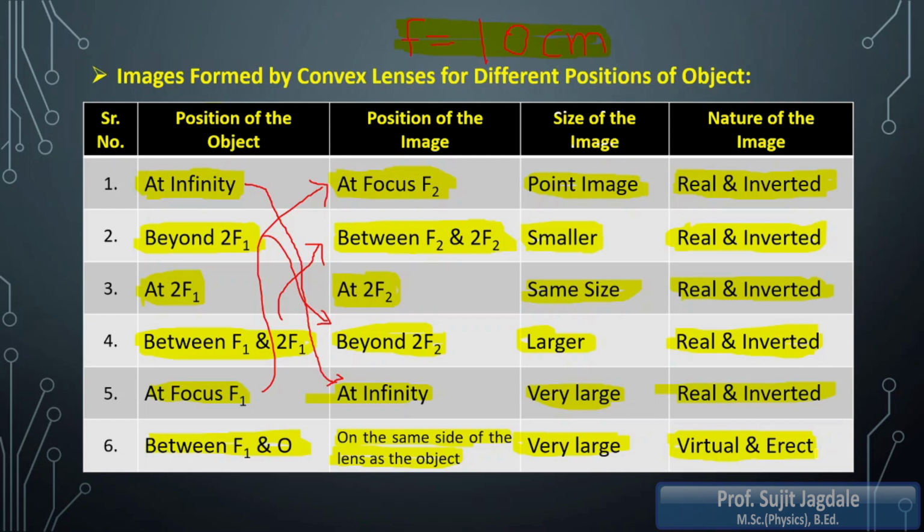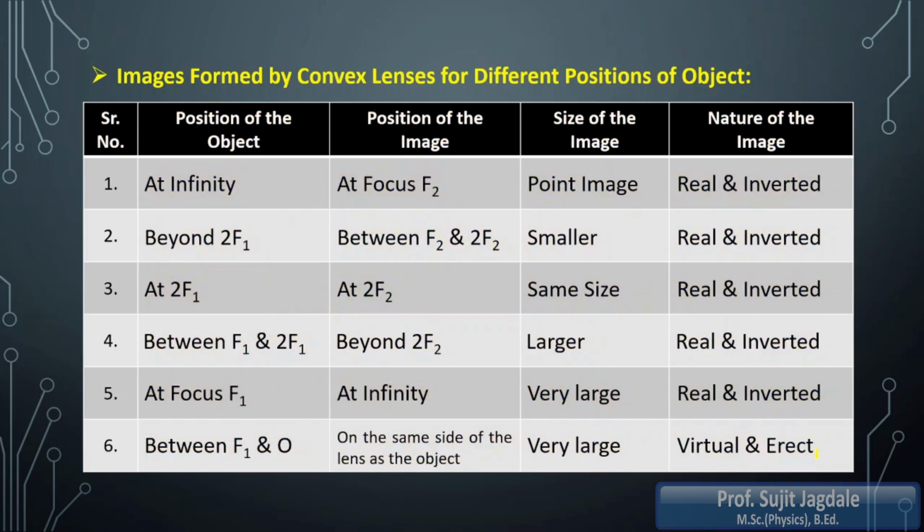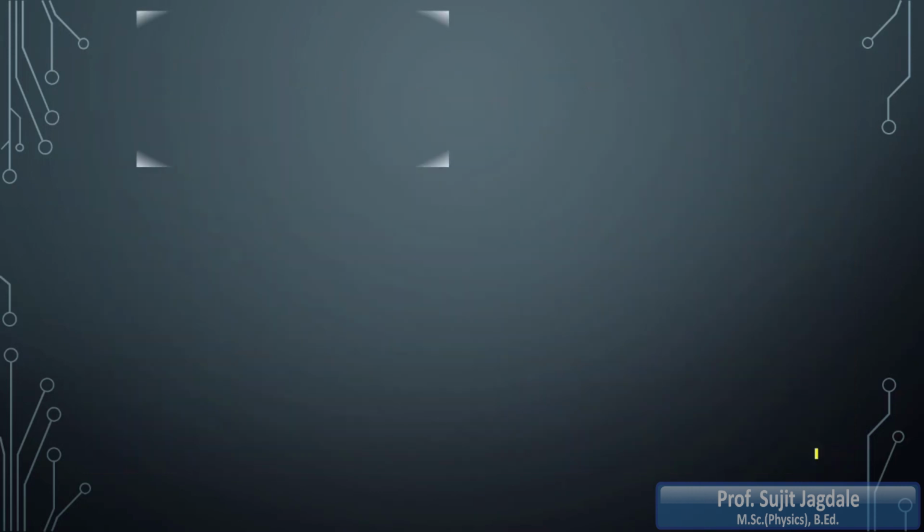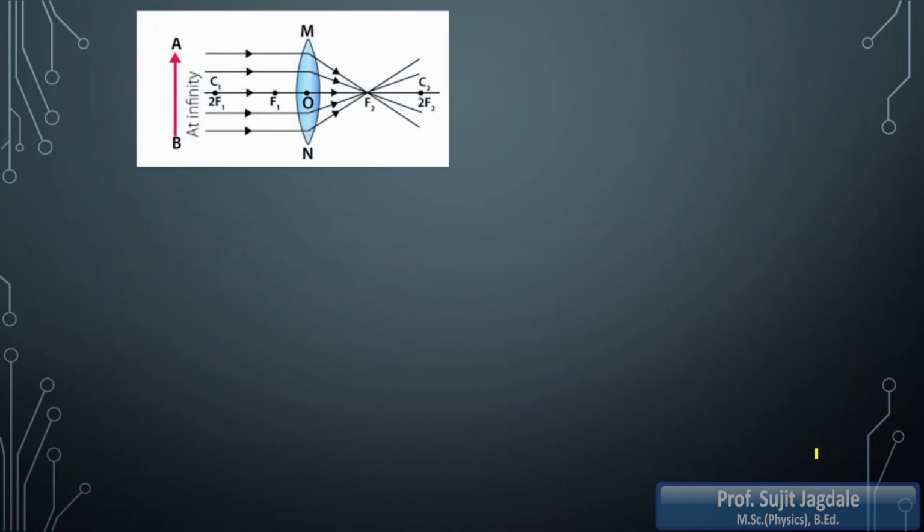So these are the images formed by the convex lenses for different positions of the object. Now we will see the ray diagram. First, when the object is at infinity, you can see all the rays are gathered at f2, so the image is obtained at f2. I had shown parallel rays, and if all the rays are parallel to the principal axis, we had seen in rule 1 that the refracted ray will pass through f2, so that rule we had applied here.